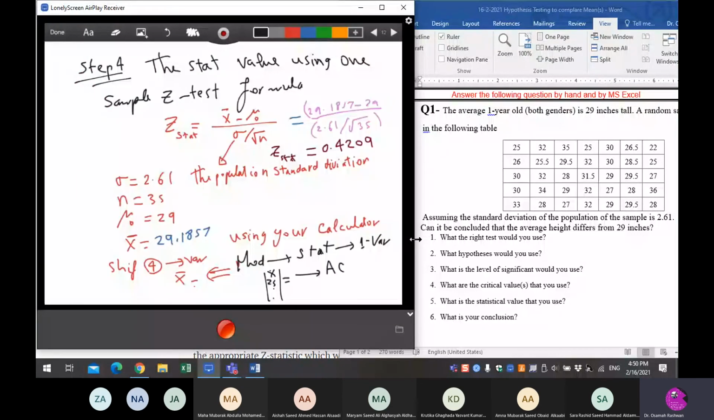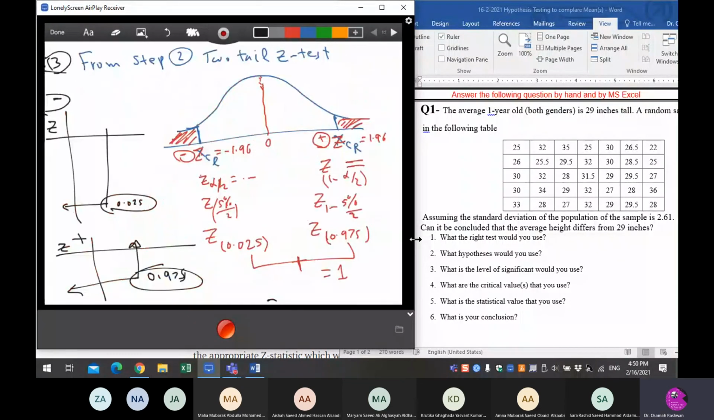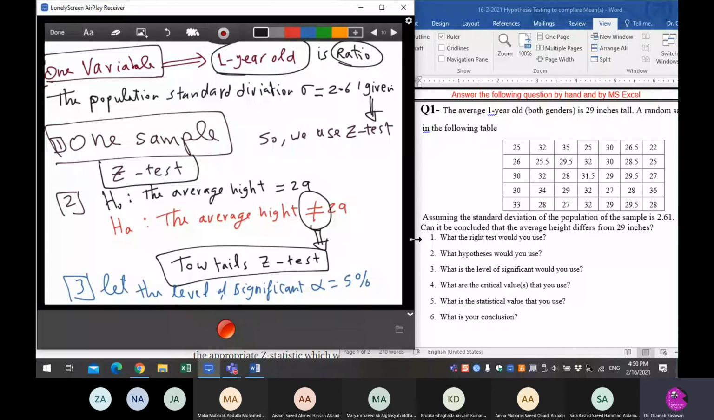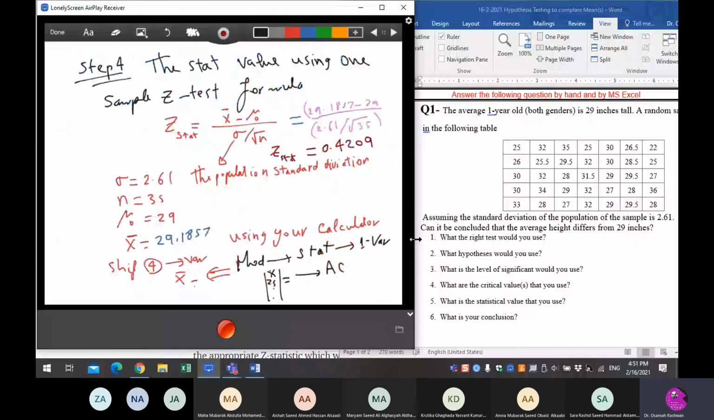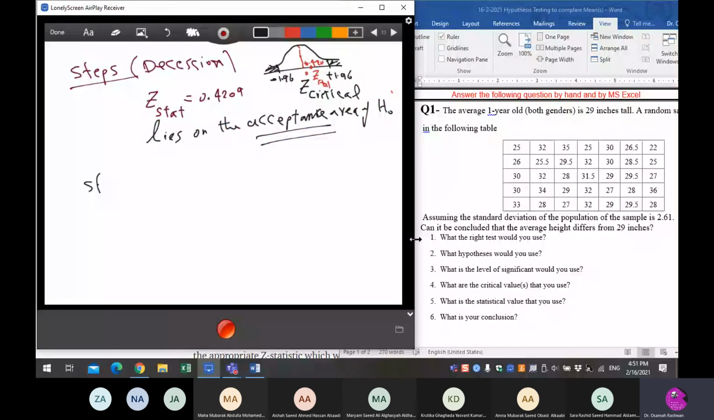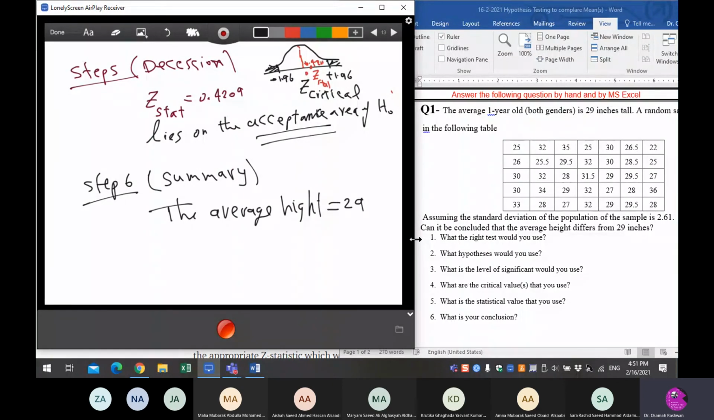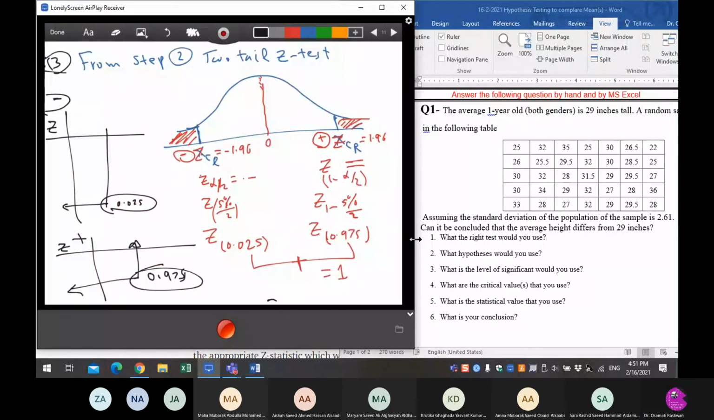What does H naught say? H naught says the average height is 29. So my conclusion, or my summary, now in step 6, the summary, which is most important in any research: the average height equals 29. If I reject this one, I will write the alternative hypothesis, right? Catch it?